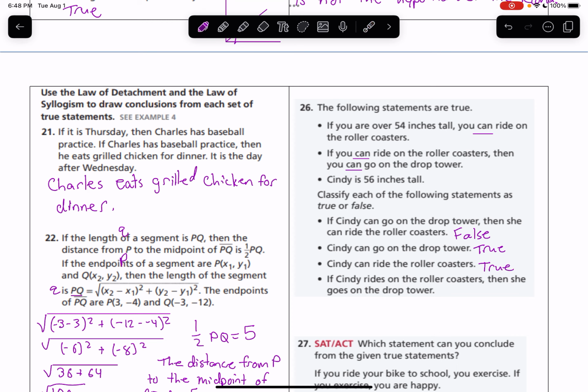Then here's where things get interesting. If Cindy rides on the roller coasters, then she goes on the drop tower. Notice it doesn't say can go. Our statements don't say anything about whether she will go on one ride or not. It just says that she's allowed to. She can. So this won't be able to be something that we can prove using the information we already have, which means we have to say that logically that is false.